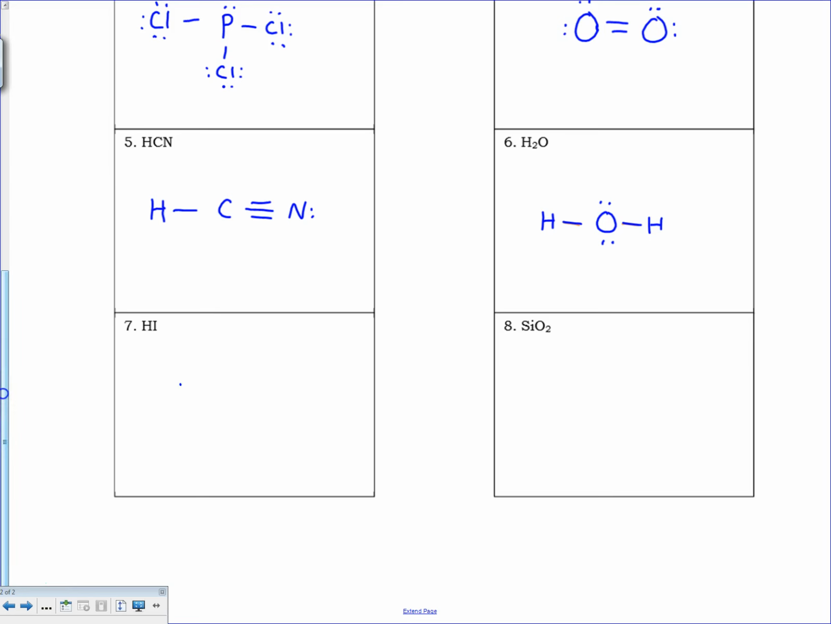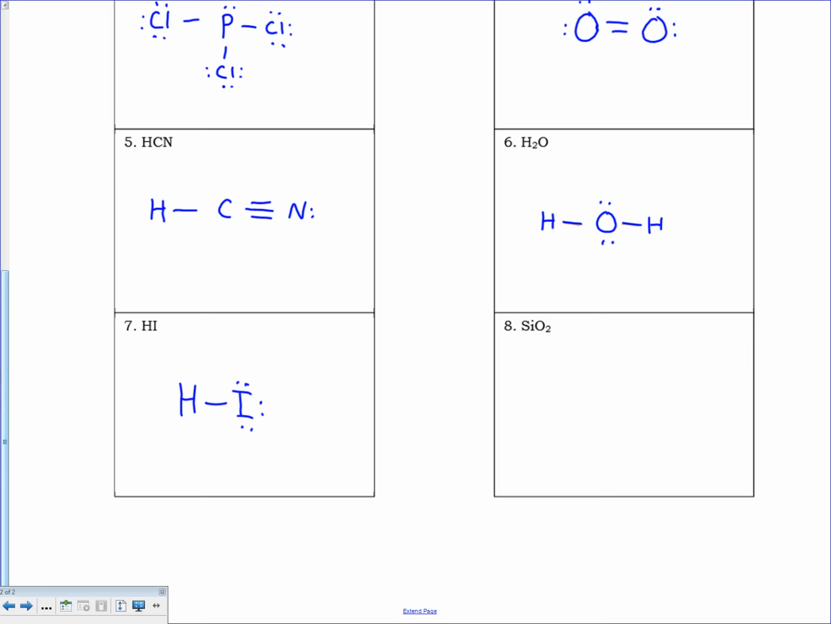HI, hydrogen has 1 valence electron. Iodine has 7. Okay, which means it's going to have 3 pairs and 1 single. And so remember, put the pairs on sides that are not facing the hydrogen, because those can't bond. Okay, we want the 1 single one here facing the hydrogen so that it can form that bond here. Makes HI. All right, we'll erase that. Replace it with a bond.